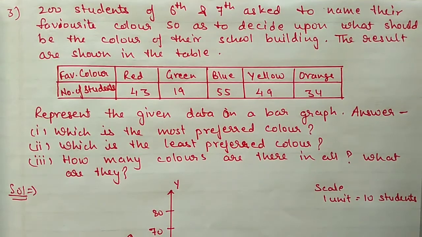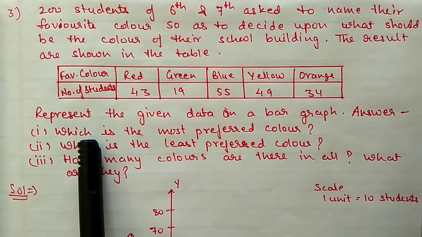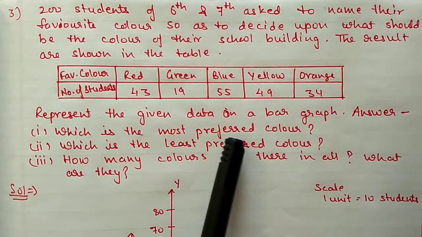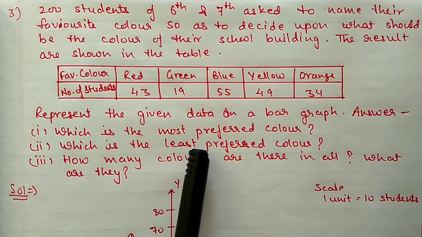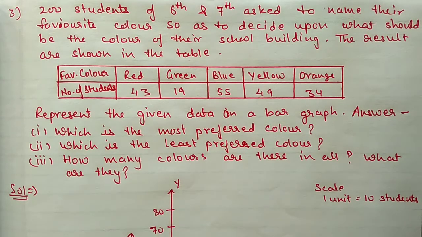Next question number 3. 200 students of 6th and 7th class were asked to name their favorite color so as to decide upon what should be the color of their school building. The results are shown in the table, and this result we have to represent in the form of a bar graph, and we have to answer these questions with the help of this graph. Which is the most preferred color, which is the least preferred color, and how many colors are there in all and what are they. So first we will represent this data in a bar graph.